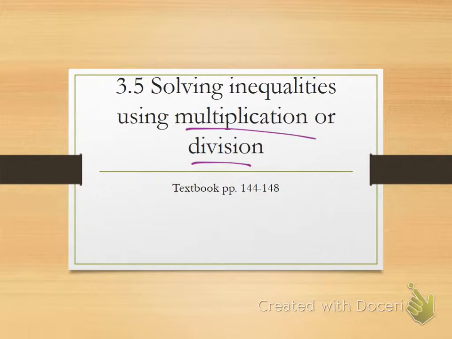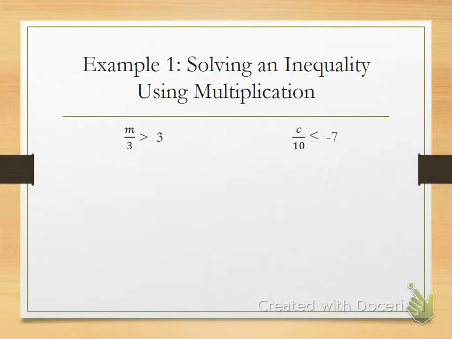All right, today we're in section 3.5, solving inequalities using multiplication and division. In example 1, we see some inequalities here that have division attached to the variable. So we solve these in the same way that we solve equations, by using inverse operations. Does everybody agree that division is attached to my variable? You agree? Okay, so what's the opposite of division? Multiplication. So I multiply each side by the inverse, each side by 3. And m is greater than 9.